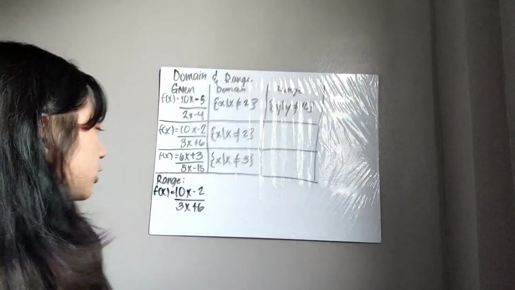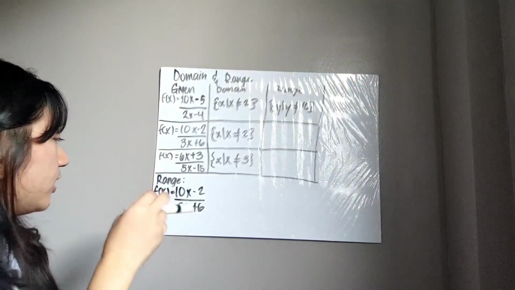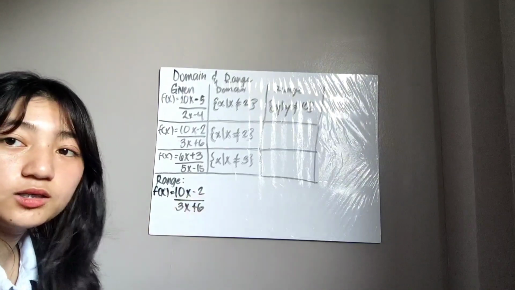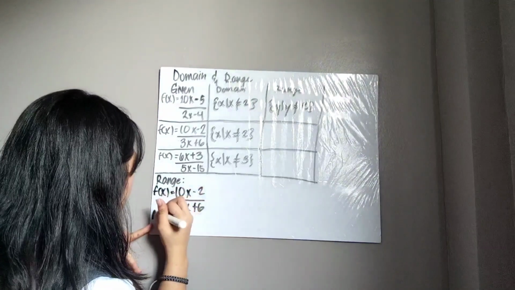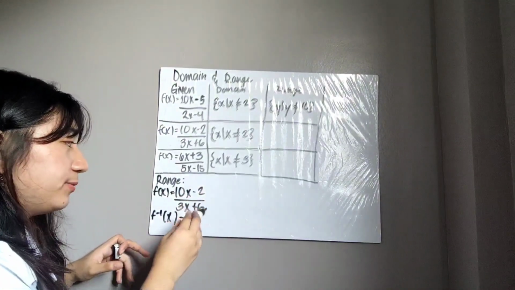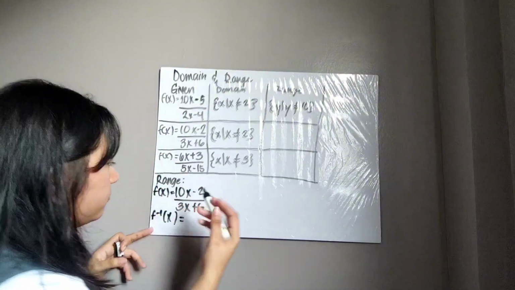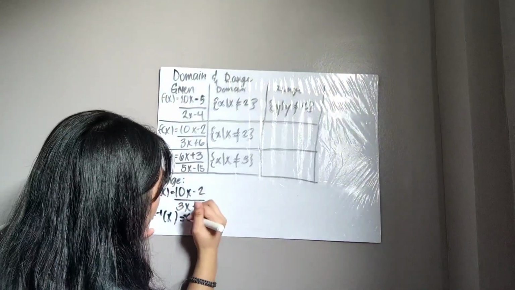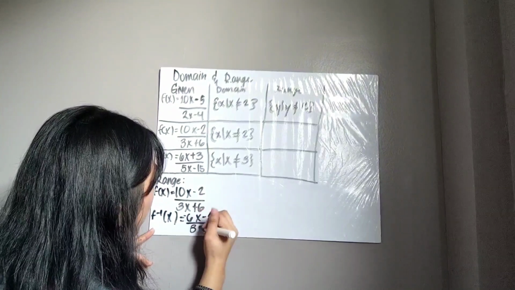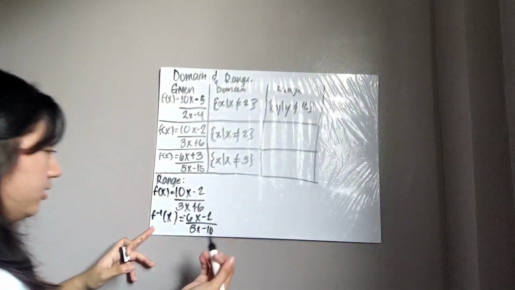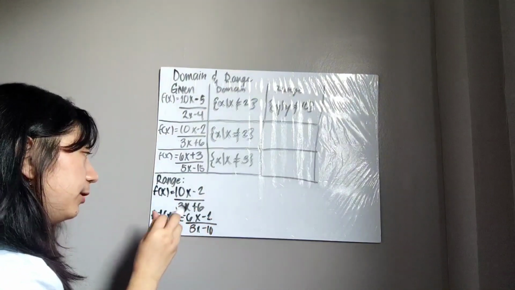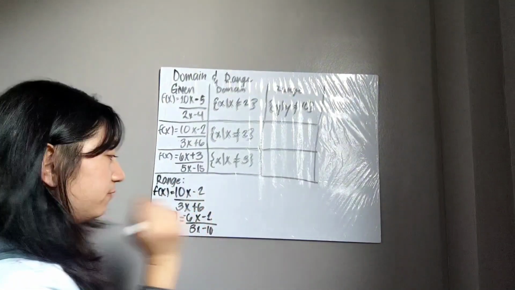Next natin isosolve is yung f(x) is equal to (10x minus 2) over (3x plus 6). So, ganoon lang ulit yung lipat natin. 6 malilipat dito, and si 10 dito. So, magiging negative 6x, 3x magiging negative 10. Pag nilipat, yung sign na positive, magiging negative. Positive 10, magiging negative 10.